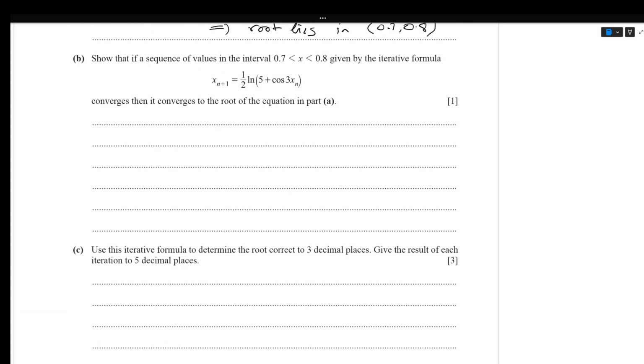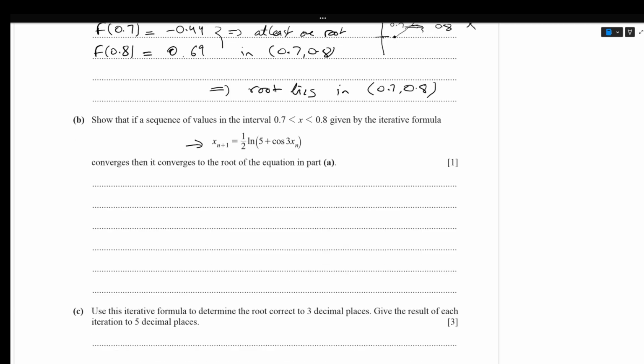Okay, show that if a sequence of values given by the iterative formula converges, then it converges to the root of the equation in part A. We just need to resolve this without the indices and show that it resolves to this equation.